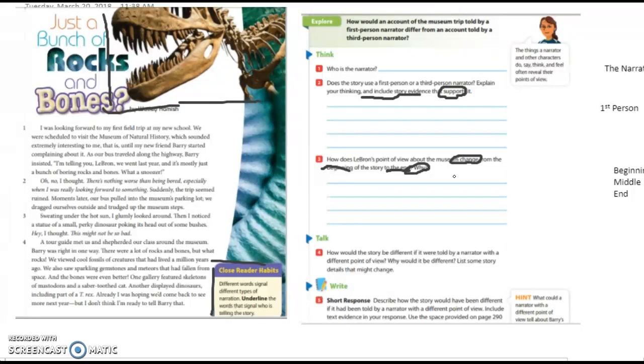Alright, with your group now, I'd like you to go back and find key words that show us, is this a first-person point of view, or is this a third-person point of view? Go.